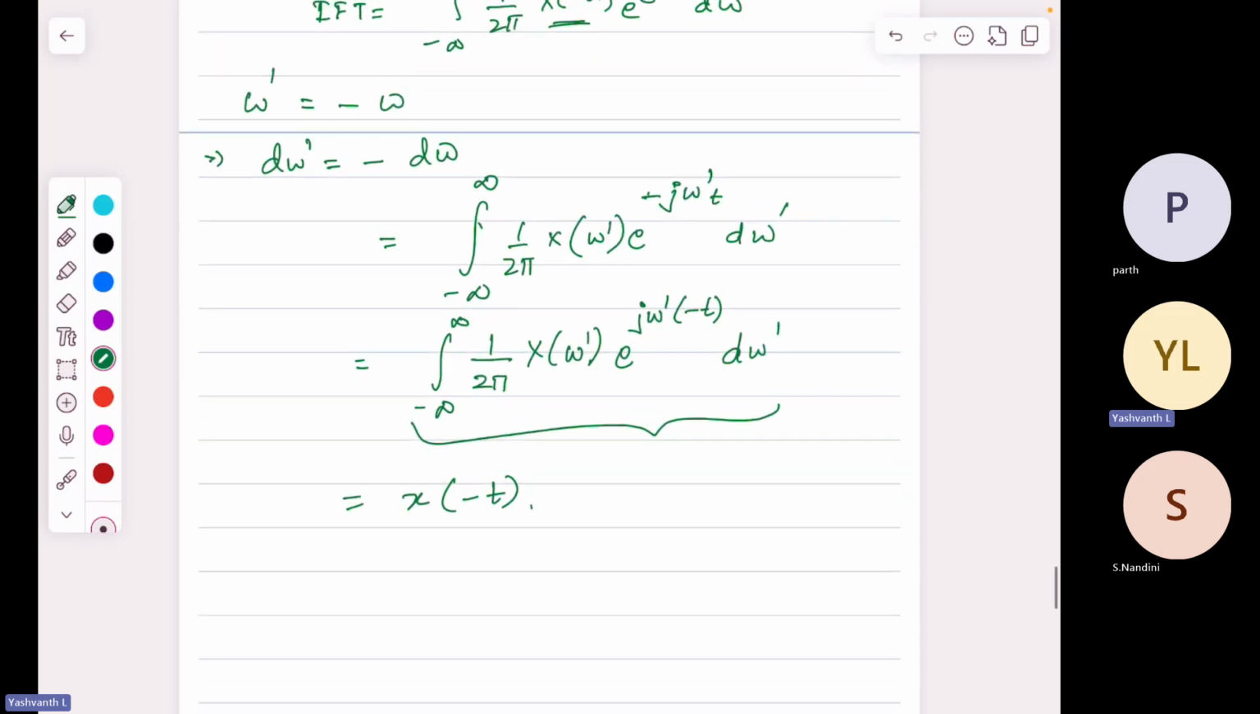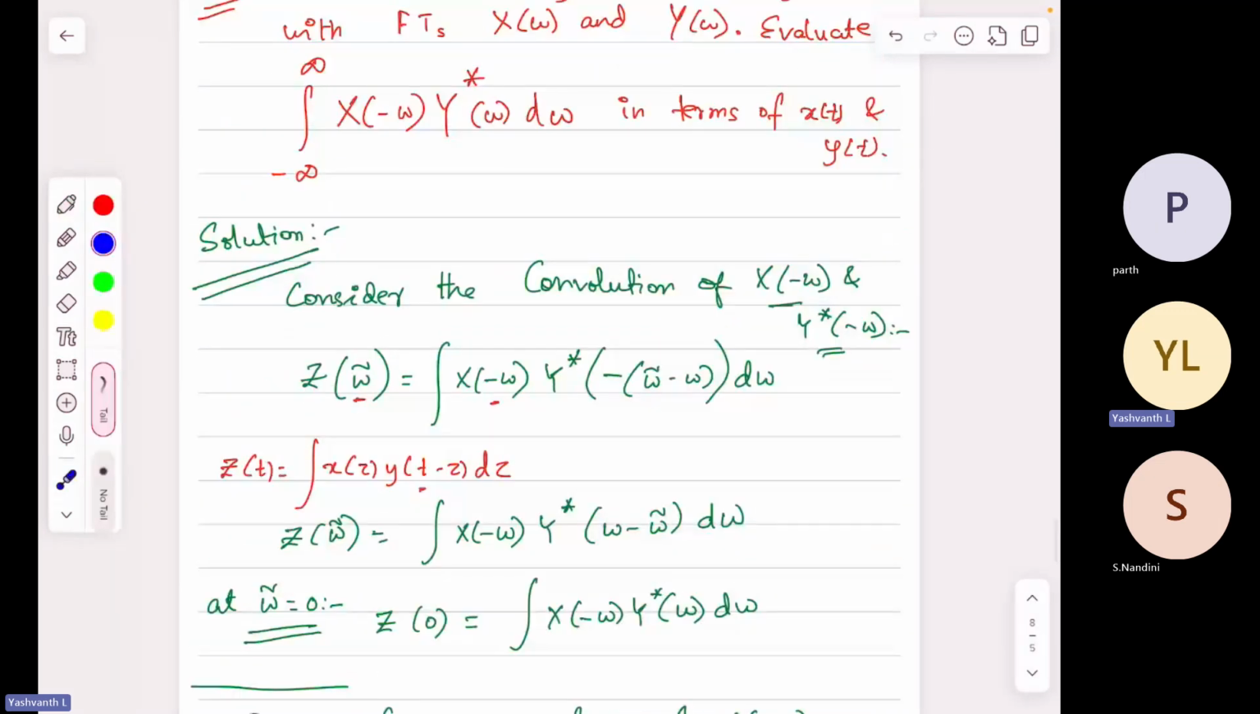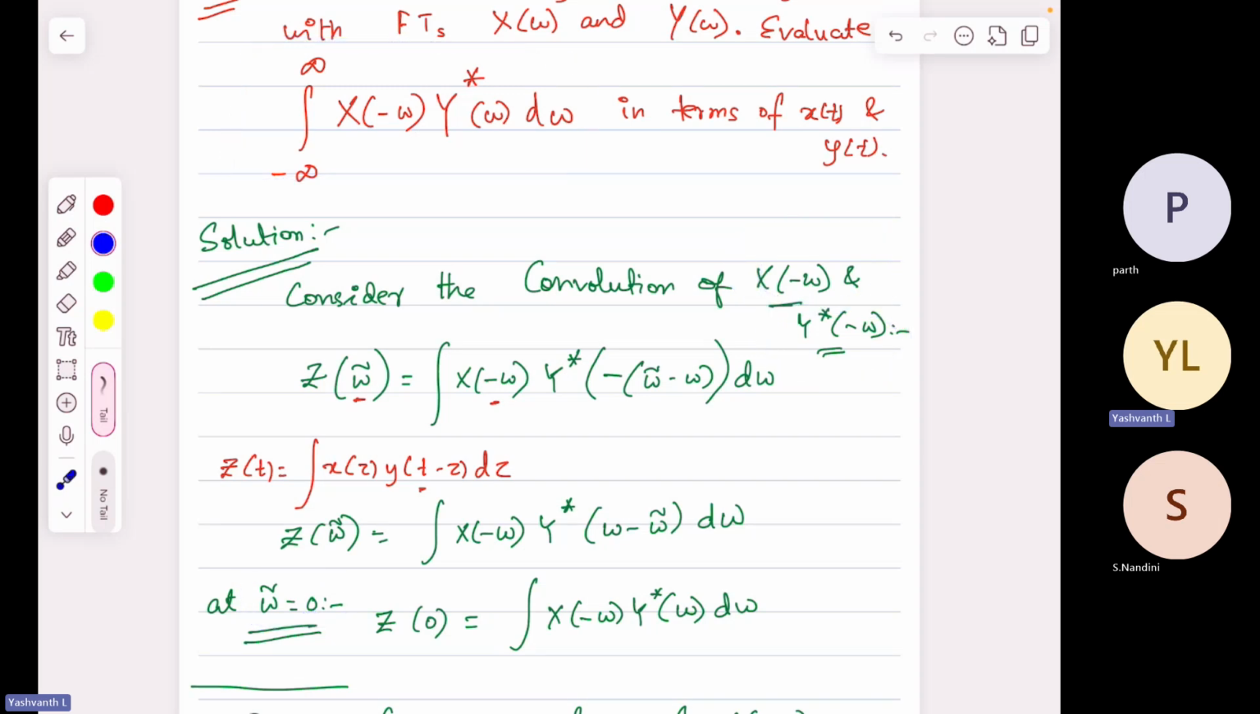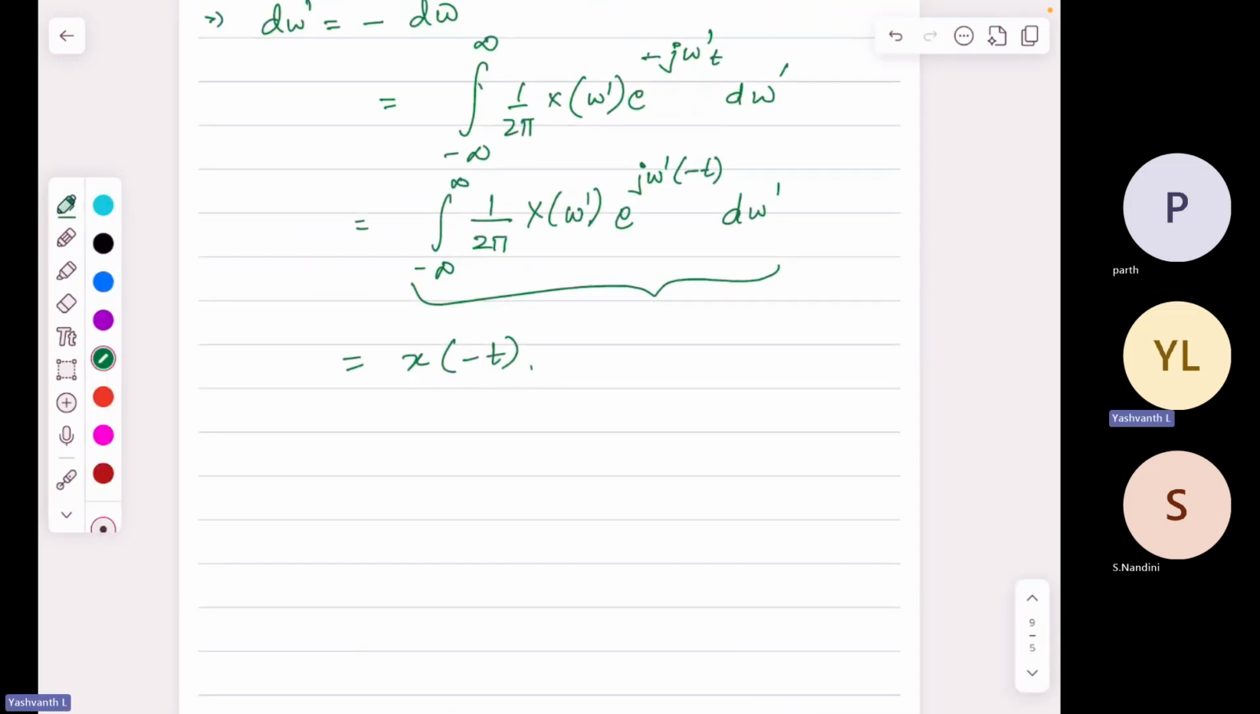Now let us do the inverse Fourier transform of the second signal. What did we convolve? We convolved X of minus omega and Y conjugate of minus omega. And we said that after performing the convolution, the convolved signal evaluated at omega tilde equal to 0 is the value of this integral. So first we took the inverse Fourier transform of X of minus omega. We will now take the inverse Fourier transform of Y conjugate of minus omega. That's the second step: inverse Fourier transform of capital Y conjugate of minus omega.